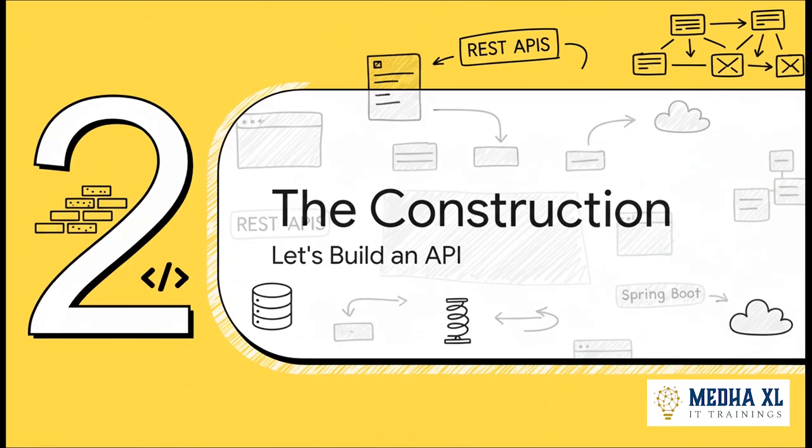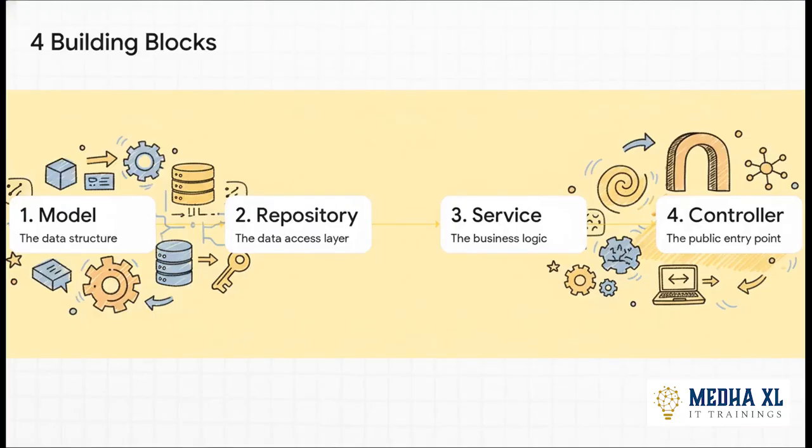All right, enough theory, we've got our blueprint. Now it's time to roll up our sleeves and actually build this thing. Let's see how Spring Boot makes this surprisingly simple. We're going to build our API using these four logical pieces. Think of them like Lego blocks. Each one has a very specific job, and when you snap them all together, they create a complete, really solid application. Let's break them down one by one.